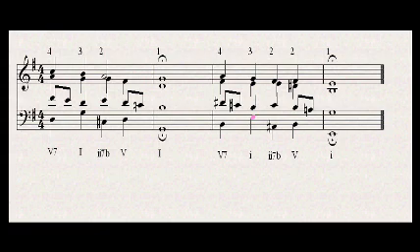So let's hear how this sounds, first in G major. And now in E minor.